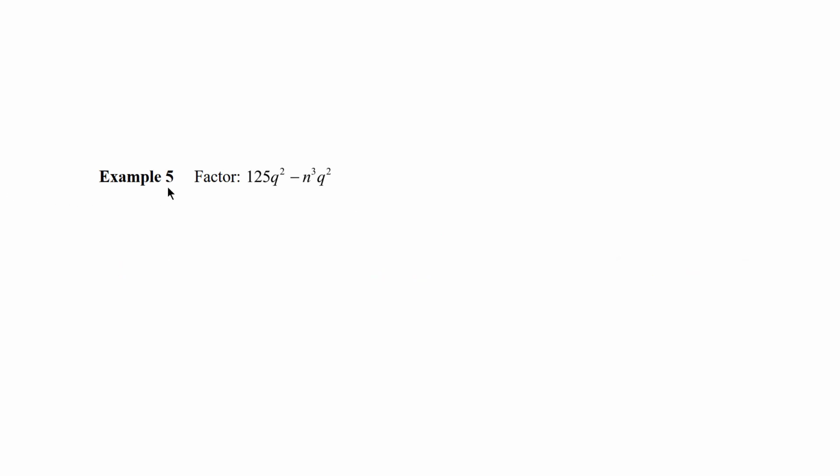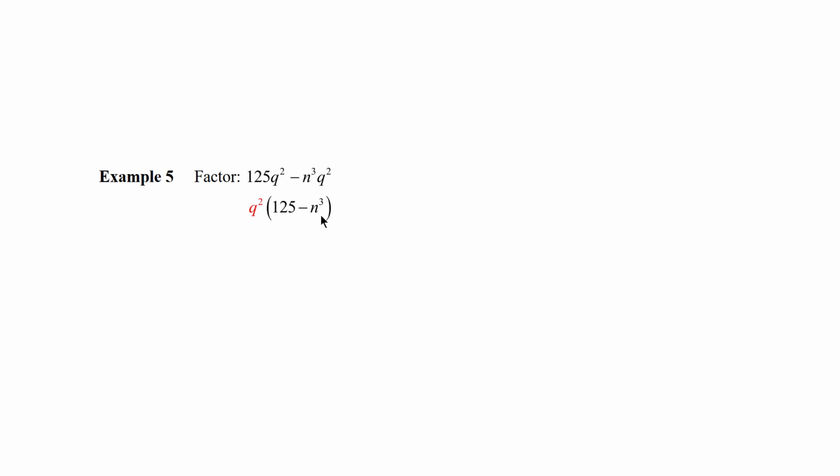Next, we have example number 5, factor. We have 125q squared minus n cubed q squared. First, we need to factor out a common factor of q squared. We have q squared times parentheses 125 minus n cubed.